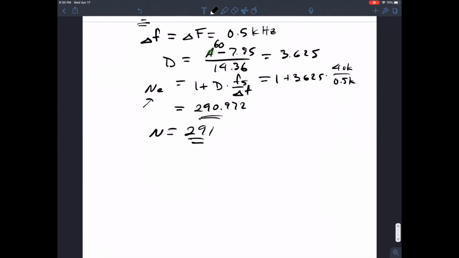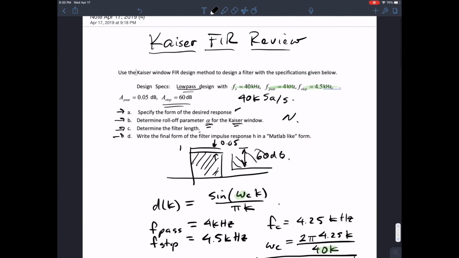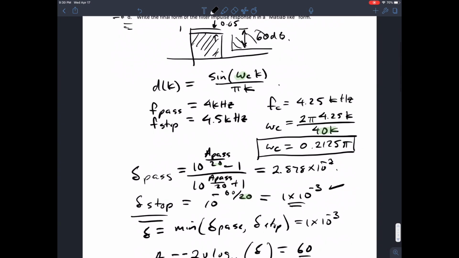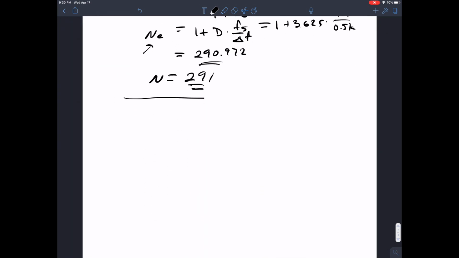Okay, then the next step is to write this in a MATLAB-like form so that you can get the impulse response. Okay, that's part D. All right, and you did that some with your homework where you calculated the frequency response of a Kaiser filter. All right, so let's run through that. What you're going to need is the delay term, M. M is 1/2 (N minus 1). Okay, so you plug in the 291 and you get 145 for M.